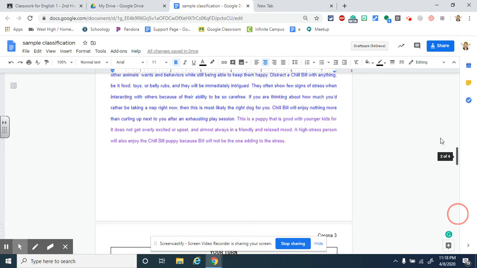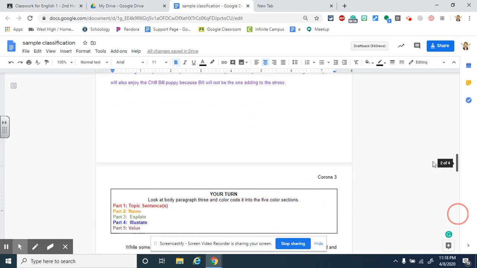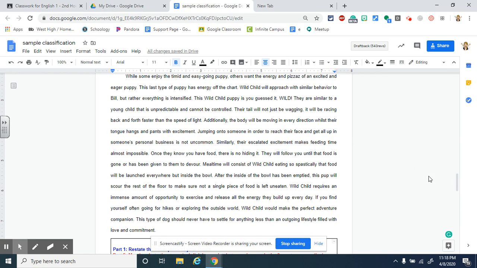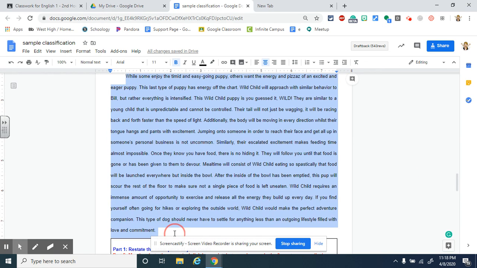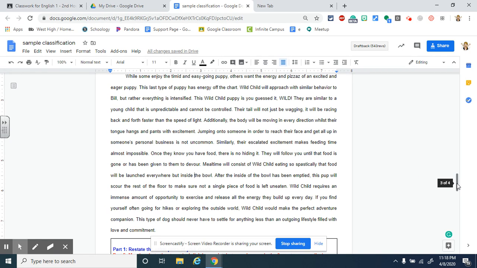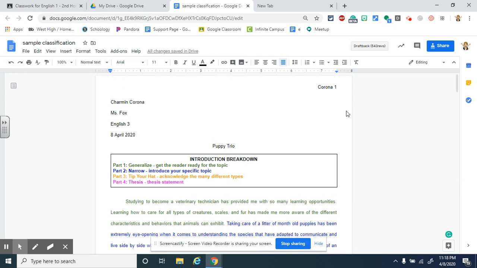Yay, puppy essay! So make sure that you turn in, all you have to do is highlight it. You don't have to label your body paragraph three. I just want to see you highlight the different parts so I know that you can pick them out on your own. But there is our sample essay from a student last year who did really, really well.